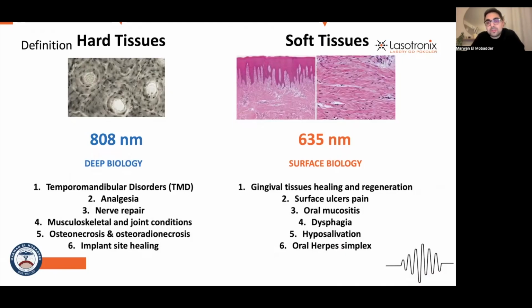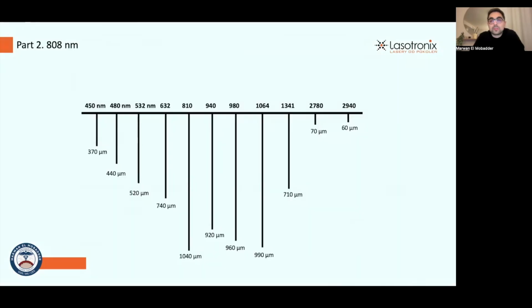And as a reminder, the 635 nanometer wavelength, you can always link it to a superficial or a surface biology, surface stimulation used for gingival tissue healing and regeneration, surface ulcers pain, oral mucositis, dysphagia. So dysphagia is the alteration of the swallowing of the patients, hyposalivation, oral herpes simplex, okay? Some kind of viruses. So this is the wavelength that you have to use in order to stimulate or modulate or treat or manage superficial biology, superficial lesions.